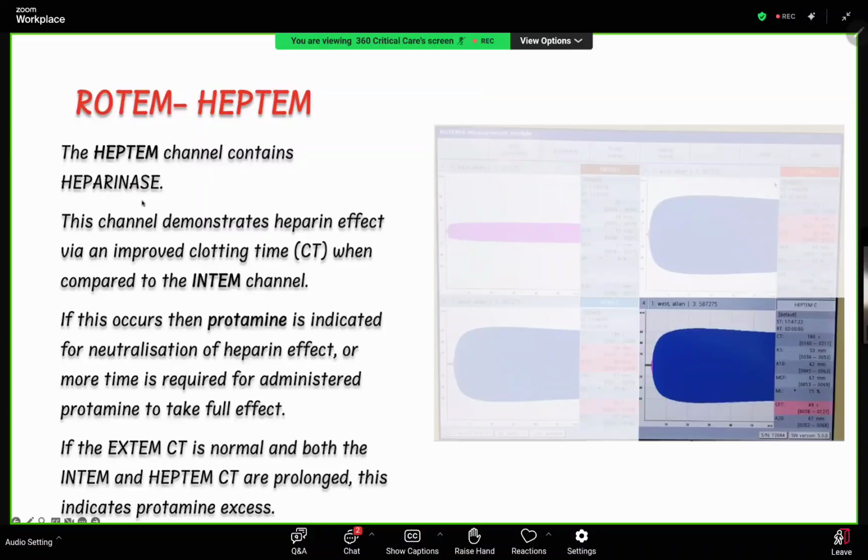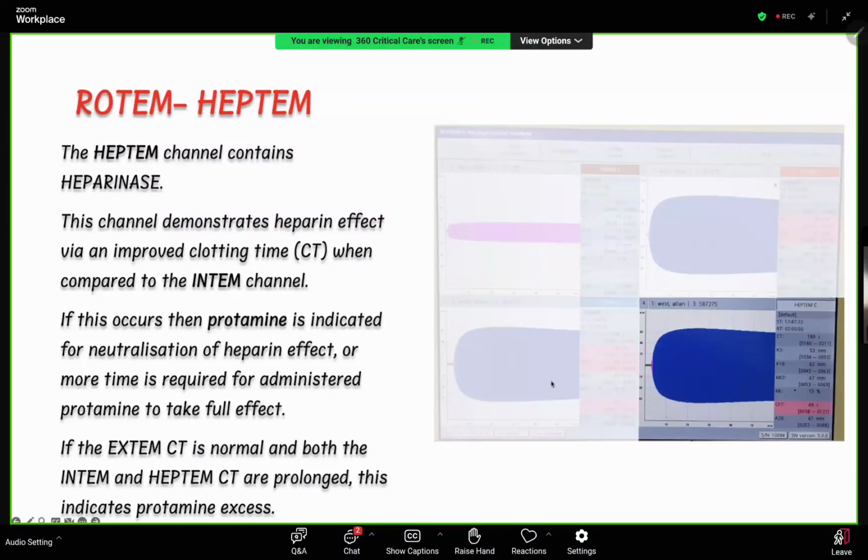So the HEPTEM channel contains heparinase, it destroys the heparin. So this channel demonstrates heparin effect via an improved clotting time when compared to the INTEM channel. So in INTEM you will find a heparin effect. In HEPTEM you will not find a heparin effect. If this occurs, then protamine is indicated. Like if the clotting time is prolonged in the INTEM and it gets corrected in the HEPTEM, that means there is a heparin excess and you need to neutralize the heparin with the protamine. So you give protamine to that.